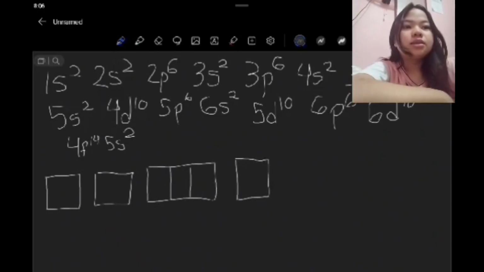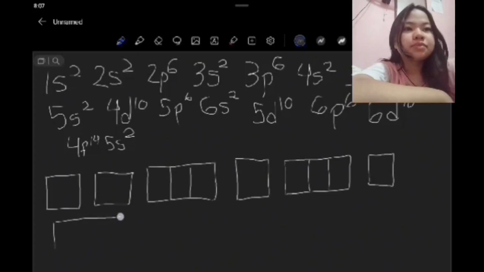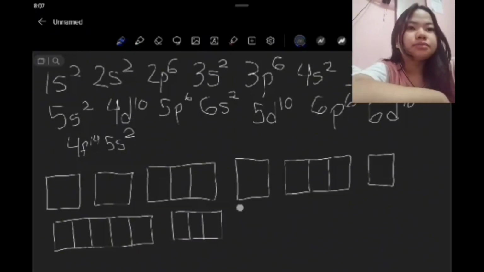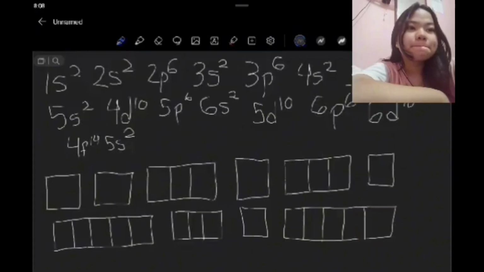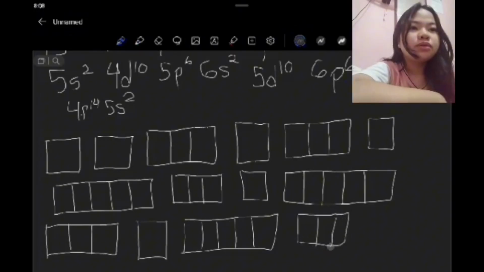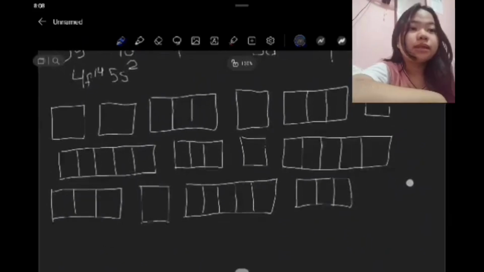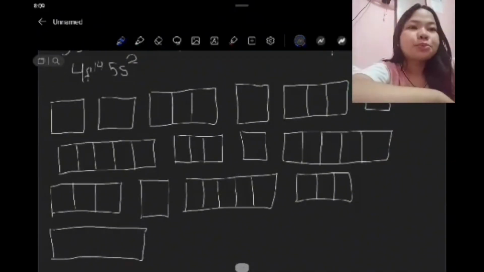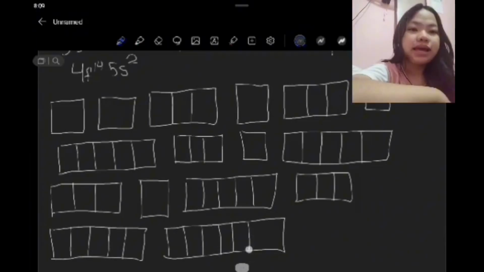3 orbitals, 1 orbital, and 3 orbitals, 1 orbital, 5 orbitals, and 3 orbitals, 1 orbital, 5 orbital diagram, and 3 orbital diagram, 1 orbital diagram, 5 orbital diagram, 3 orbitals, 5 orbitals, and 7 orbital diagram.